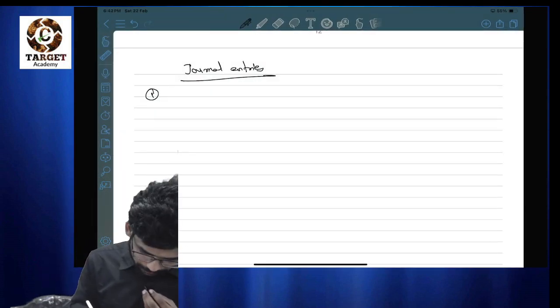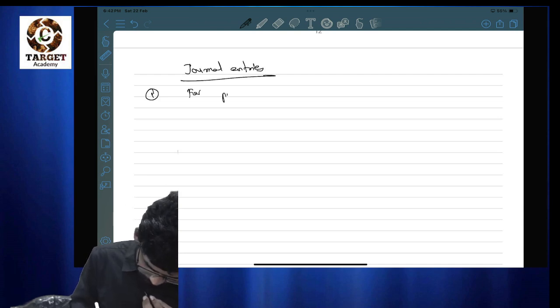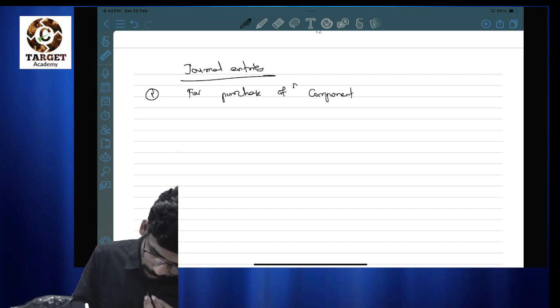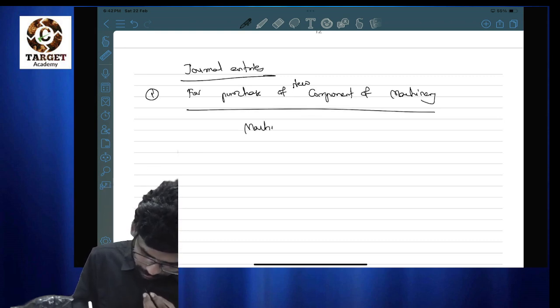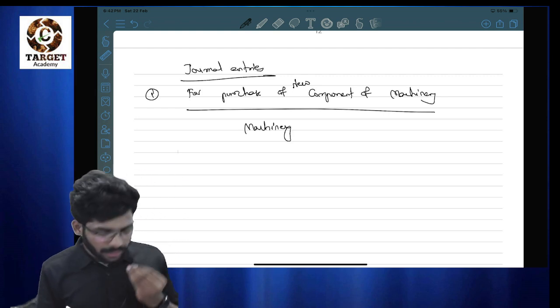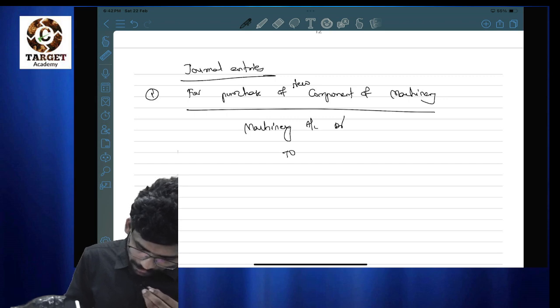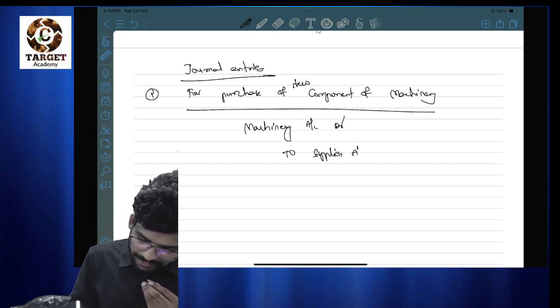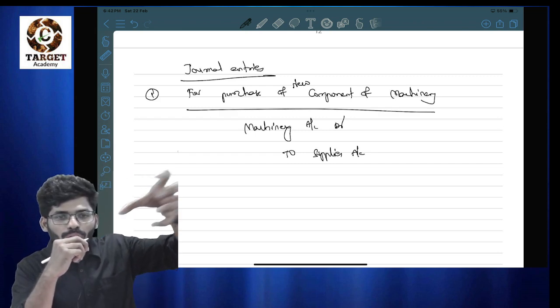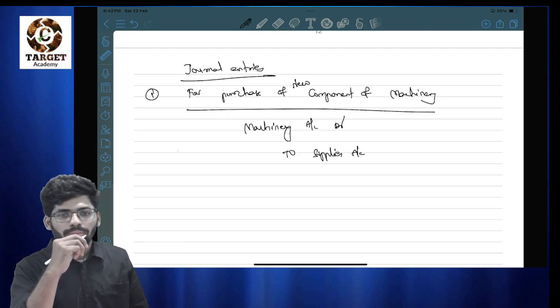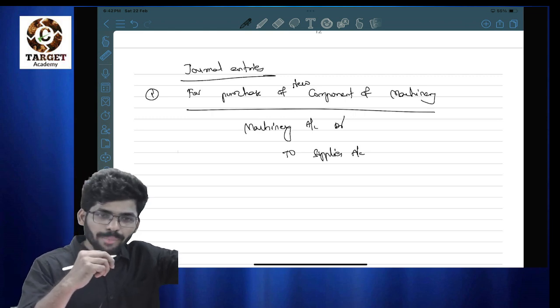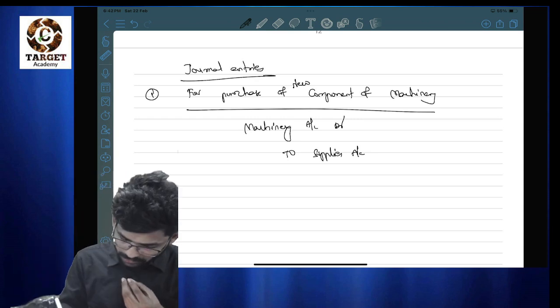Okay, so Rainamma, please note down. For purchase of new component of machinery, how much? What is the entry? Machinery account debit to supplier, because the question itself clearly says that the old component should be valued at 360. Correct or not? When we are using supplier account, that is nothing but credit basis. Okay, how much?